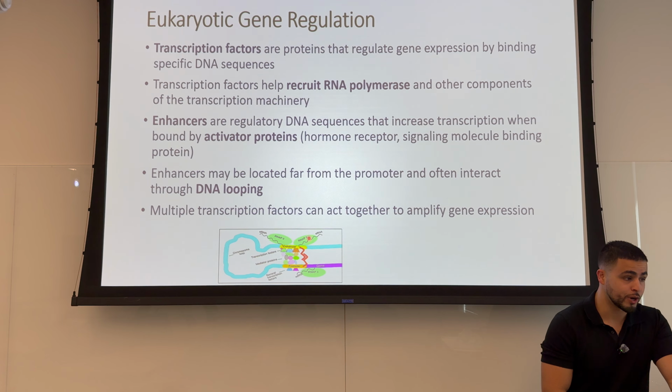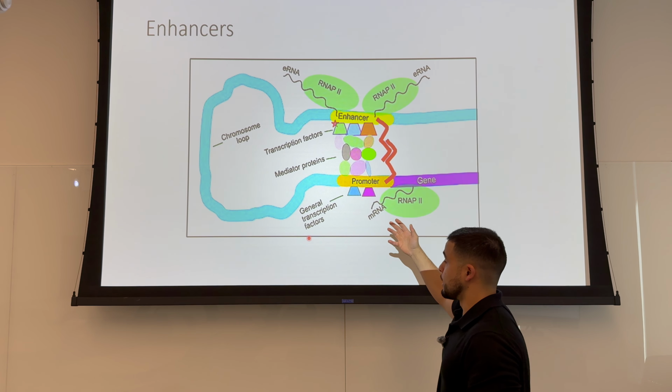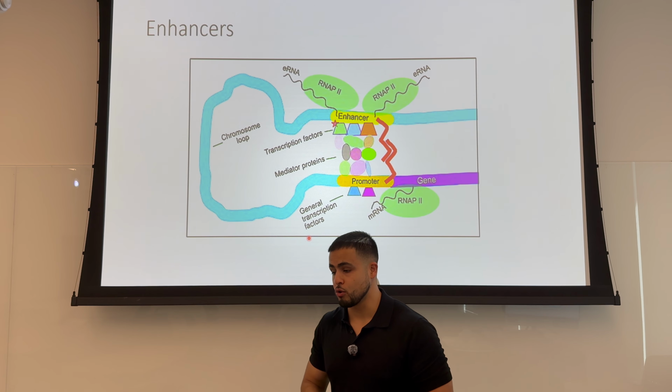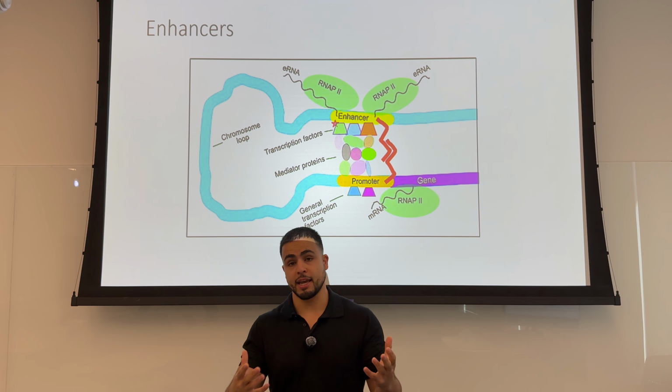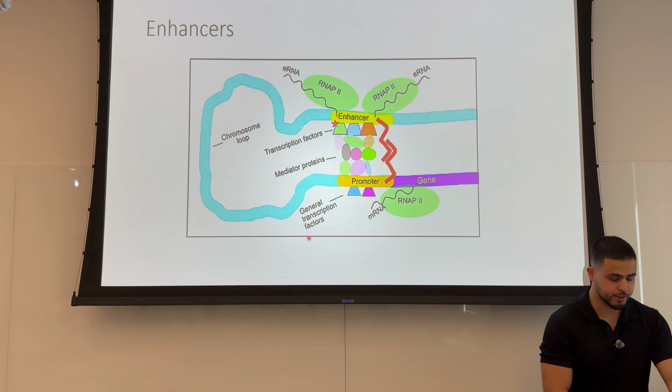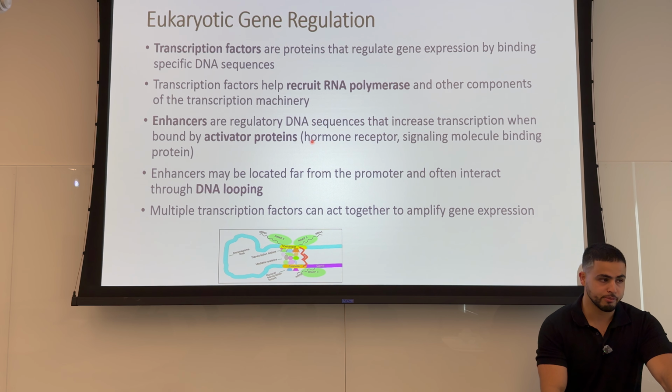You can have multiple transcription factors act at the same gene to really increase the expression of that gene. So it could be, for example, a steroid hormone, but also a signaling molecule that interacts with another protein, which is going to act as a transcription factor at these enhancers. And specifically, we refer to them as activator proteins when they're interacting with these enhancers. So, as I mentioned here, hormone receptors and signaling molecule binding proteins.